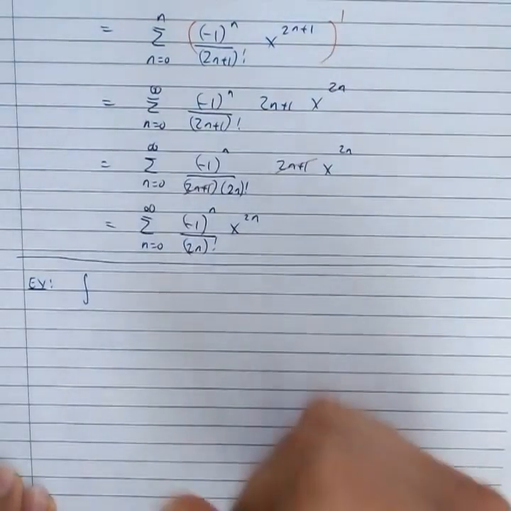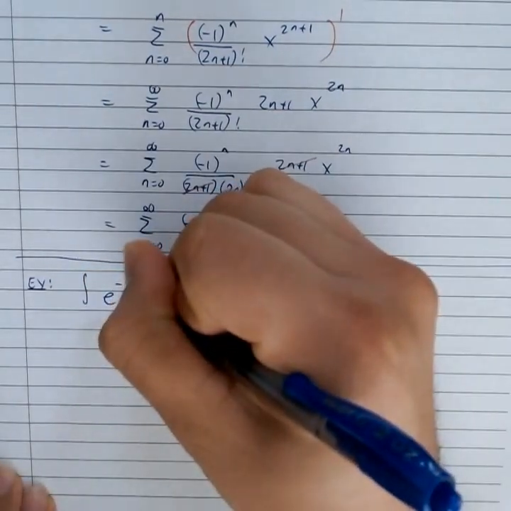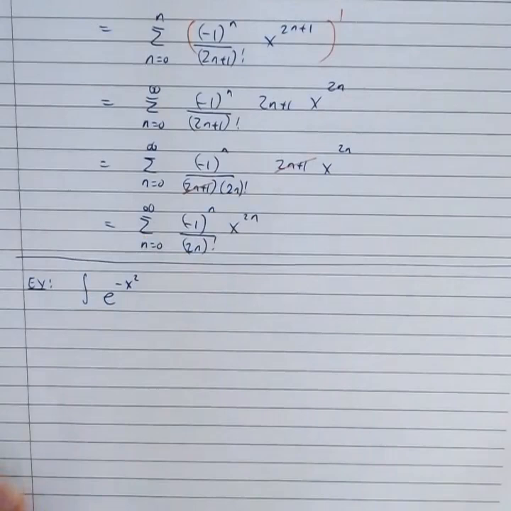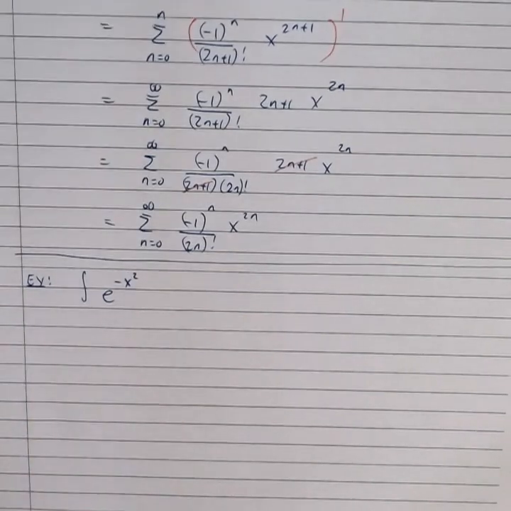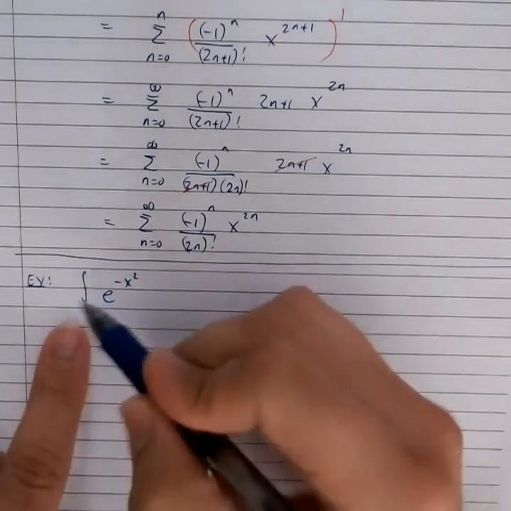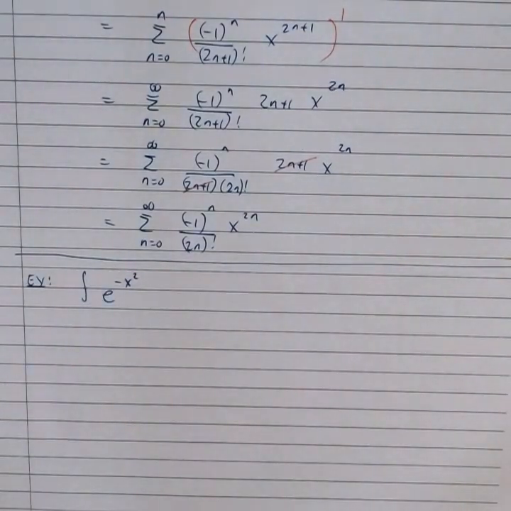We're going to integrate e to the minus x squared. This is not doable by the fundamental theorem of calculus, meaning I cannot take an antiderivative of this and then plug in the endpoints, right? And here I can say, okay, let's plug in the endpoints. That's not going to happen.